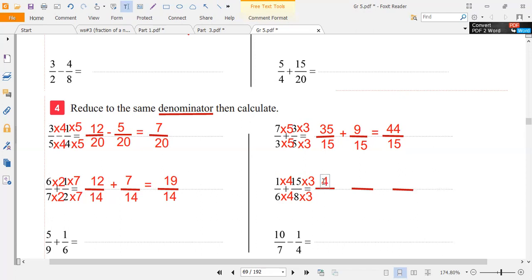First fraction will be 4/24. We have a plus. The second fraction will be 45/24. Now they have the same denominator, so we keep the denominator and we add the numerators and we get 49/24. Thank you.